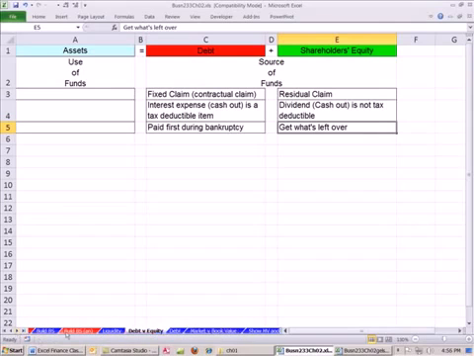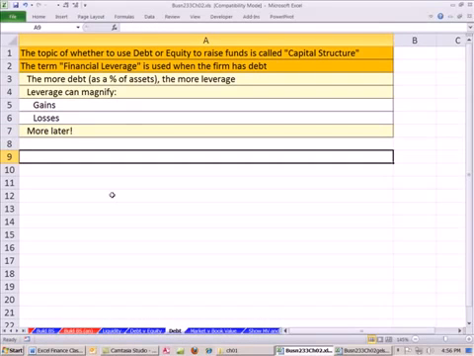All right, let's go to this next sheet here. Debt. I just want to point out the topic of whether to use debt or equity to raise funds is called capital structure. The term financial leverage is used when the firm has debt. So leverage, it just means like a big leverage thing. If you're using debt wisely, you have that advantage of a tax deductible advantage, and we'll see an example of that later. But leverage is the word they use.